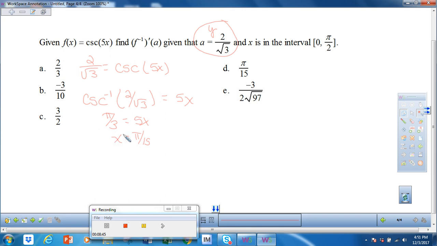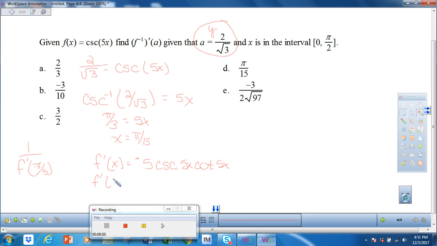Alrighty? So this is my new y. This is the x for the inverse. So now I'm going to use the formula 1 over f prime of pi over 15. Okay? So now I need to find the derivative of this. So f prime of x is equal to 5. The derivative of cosecant 5x is cosecant x cotangent x. I'm sorry, I wrote that wrong. Chain rule. That is cosecant 5x times cotangent of 5x, and it's also negative. All the derivatives of the co-functions are negative.